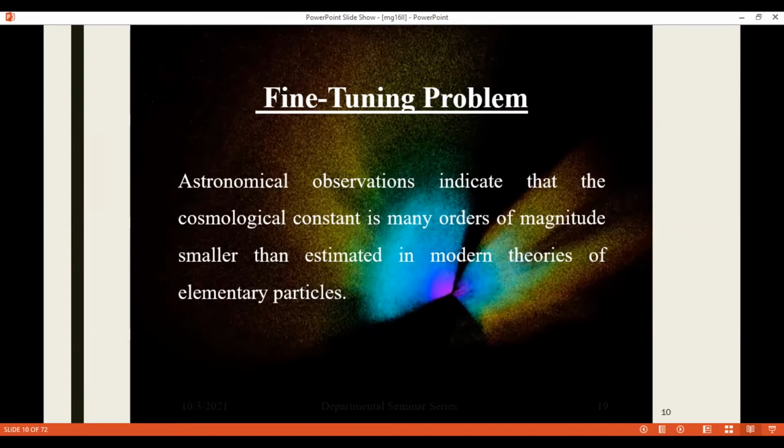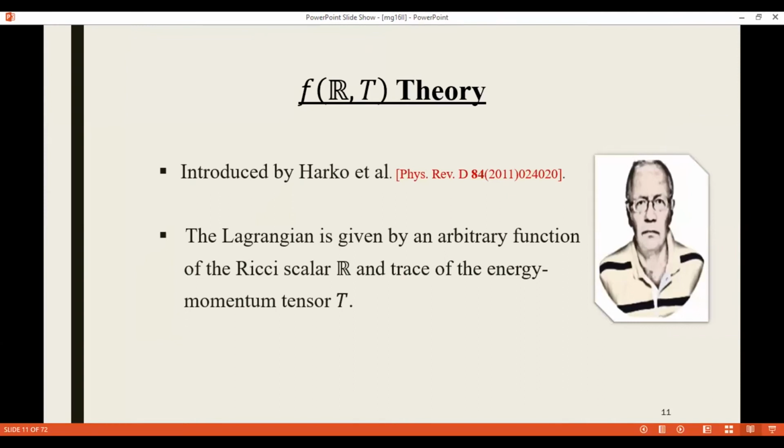There are two ways to modify that action. One is to modify the geometric part, and the other one is the matter part. When we modify the geometric part, there are different modified theories. The immediate one is the f(R) theory, and next is the coupling of f(R) with matter. So I'm going to consider f(R,T) theory. Here R is the Ricci scalar and T is the trace of the energy momentum tensor. This theory was introduced by Harko in 2011.